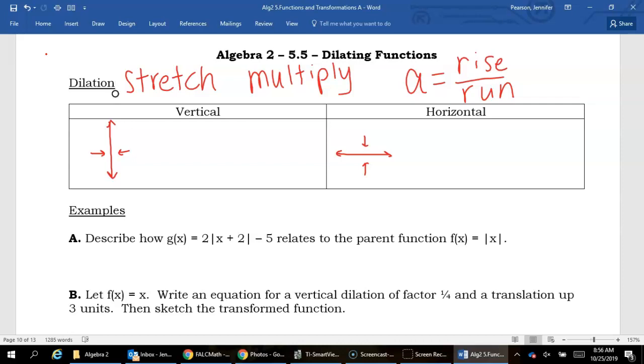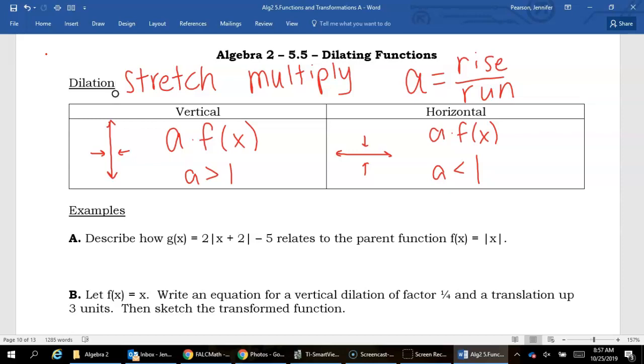And so when we multiply our function by a value larger than 1, it's going to stretch it taller and at the same time get a little bit skinnier. Whereas if we were to multiply our function by a value less than 1, so a decimal, 0.5, half, 0.75, it would get wider and shorter.